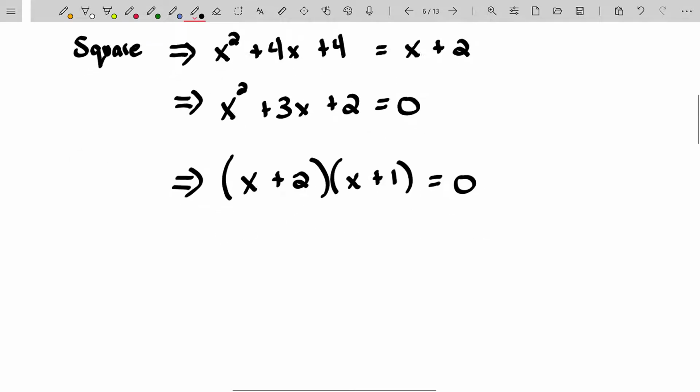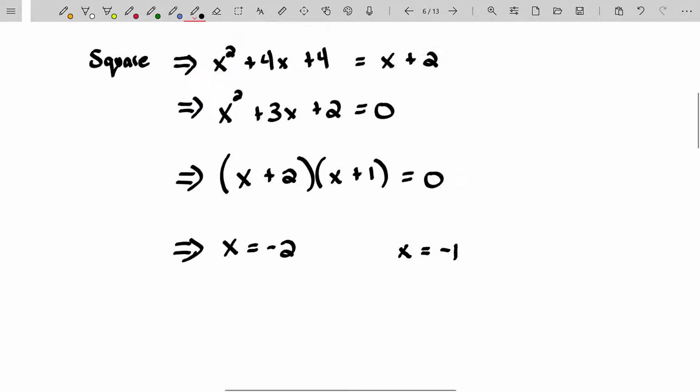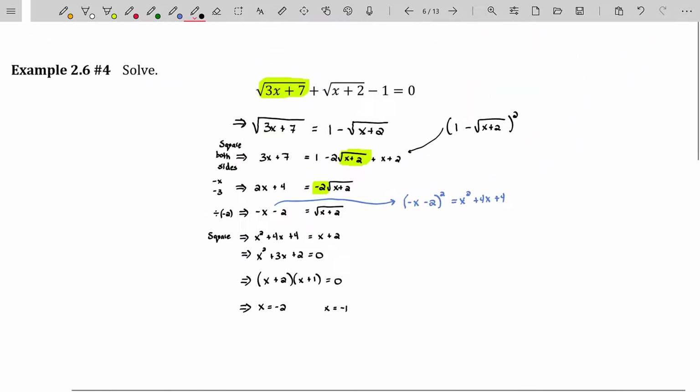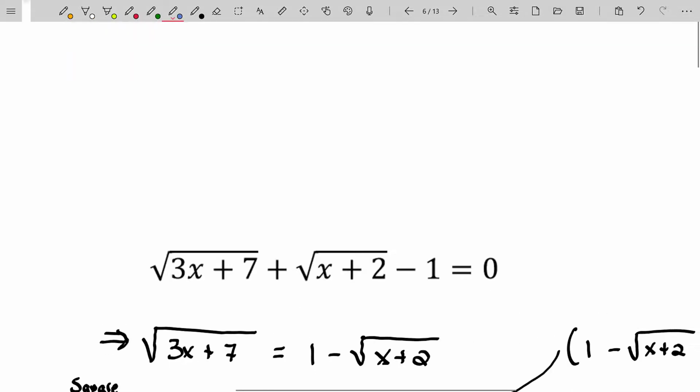And so my candidate solutions, I say candidate because we have to check them, are x equals negative 2 and x equals negative 1. Now, where do you check those? In radical equations, you check all the way back at the beginning. So all the way up here is where you're going to plug in negative 2 and negative 1. I'll do my check in blue.